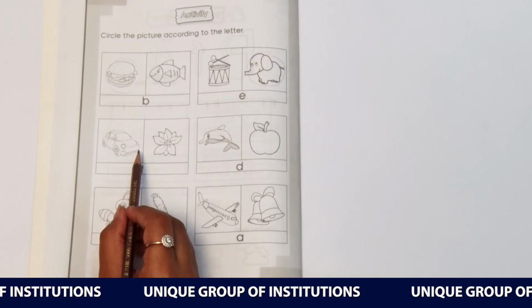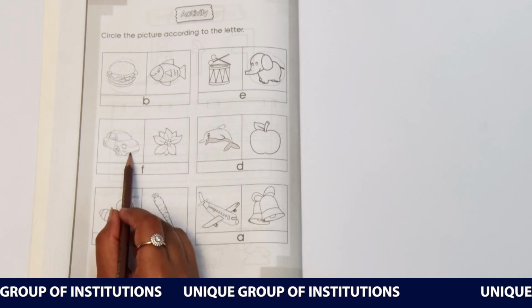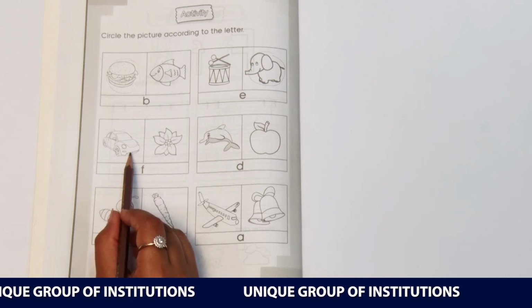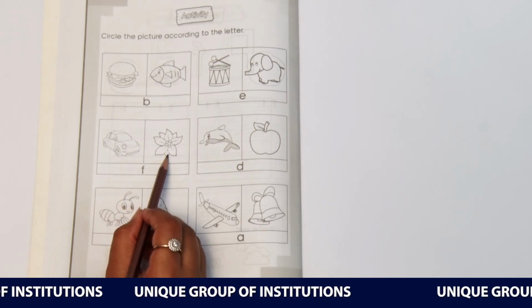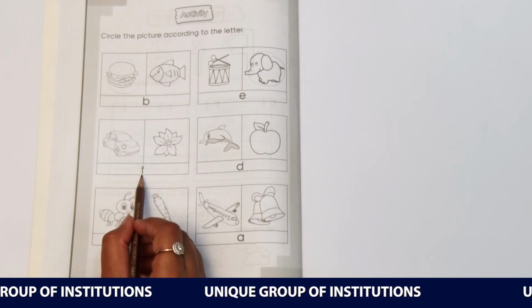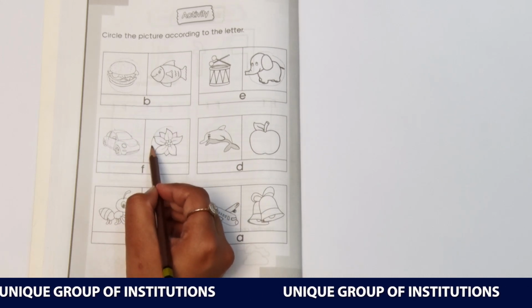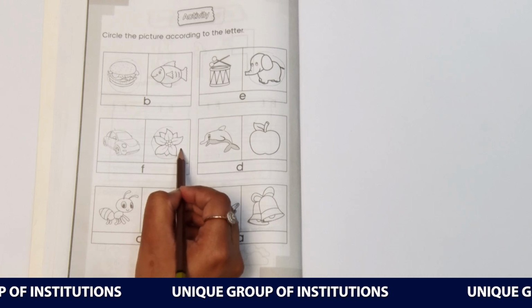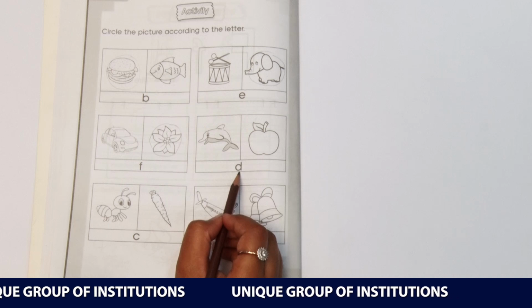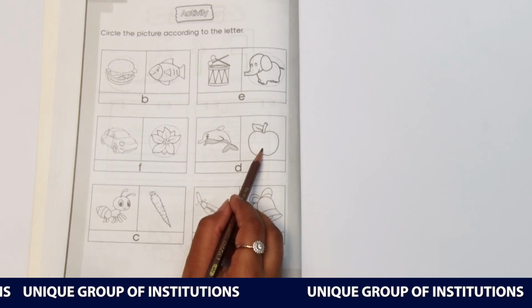Next we have a pair of a car and a flower. The beginning sound of car is K. K, car. And it's F, flower. F is the sound of letter F. So we have to circle the flower here. F, flower. Very good.